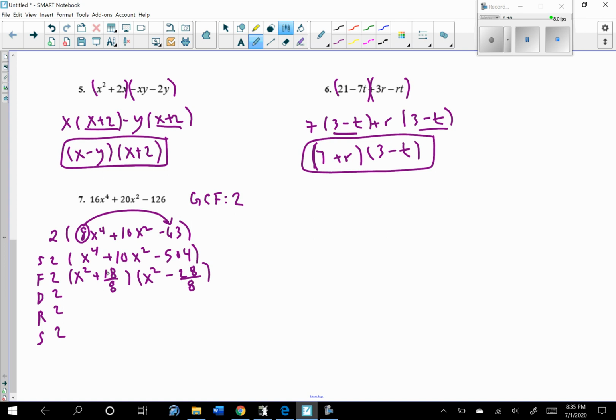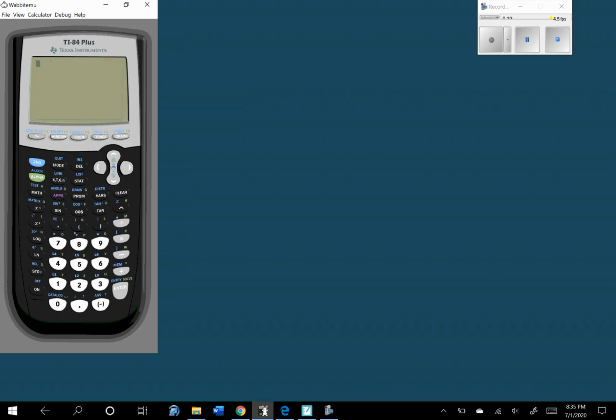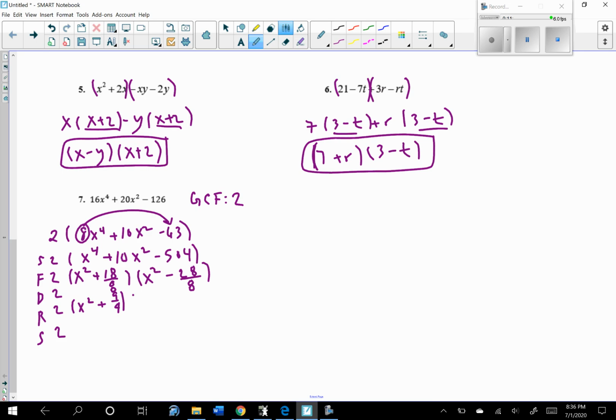18 over 8 is going to give me 9/4. So x squared plus 9 over 4. If you didn't know that, you can go to your calculator and use it to help you. So go to your home screen, second mode, 18 divided by 8. You can hit the math fraction key. But again, make sure you know how to use fractions without your calculator because you'll need to know how to do that for upper level math. But just for now, to help you, you can do that. So 9/4. And then over here, x squared minus 28 over 8 also reduces into 7/2.